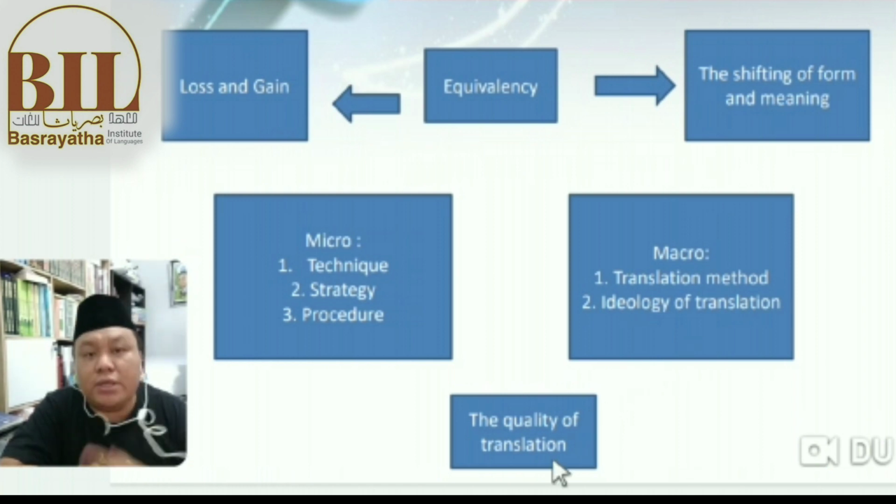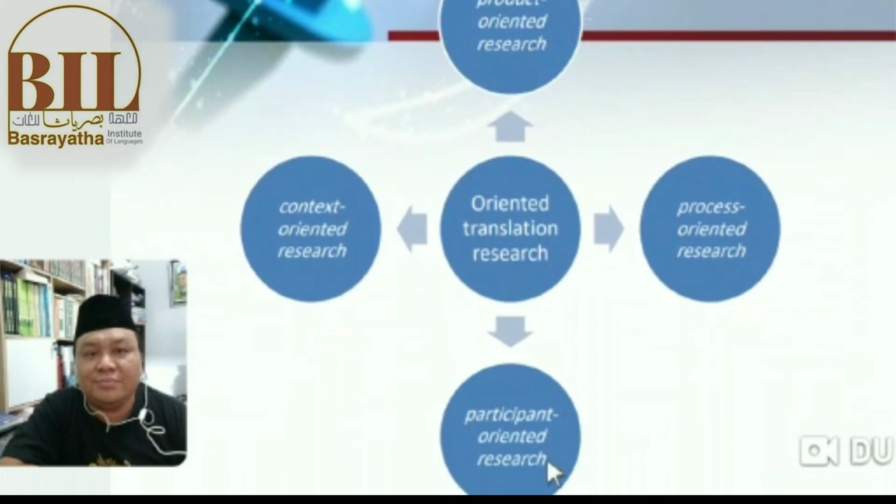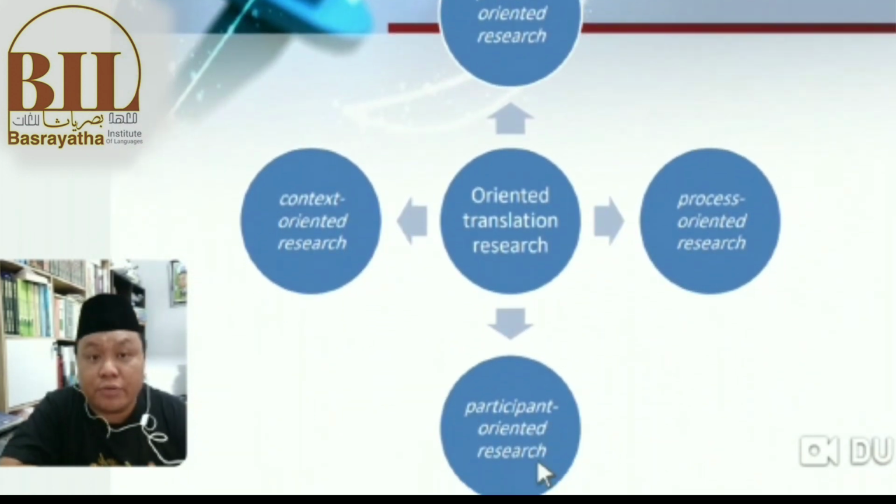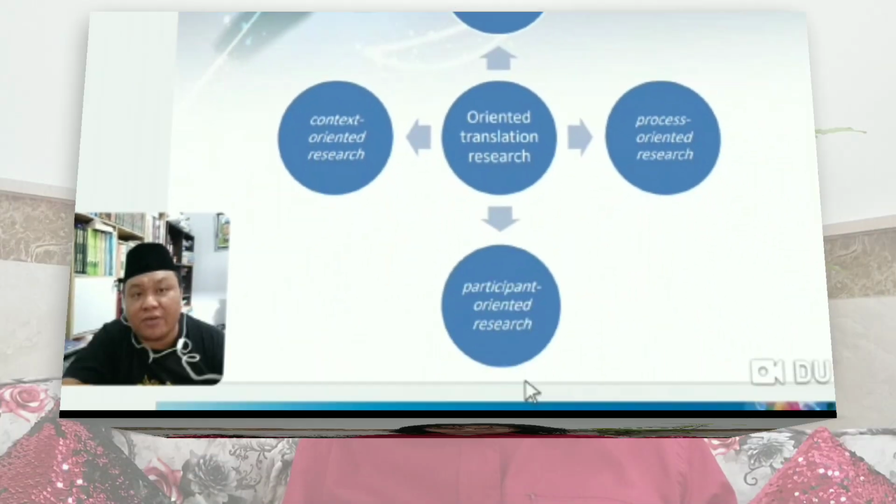And lastly, we can elaborate on translation study from the quality of translation: the accuracy of translation, the readability of translation, and the acceptability of translation. Finally, on the orientation of translation studies, we can elaborate on Arabic and Javanese from product-oriented, process-oriented, maybe participant-oriented, and lastly, maybe context-oriented.